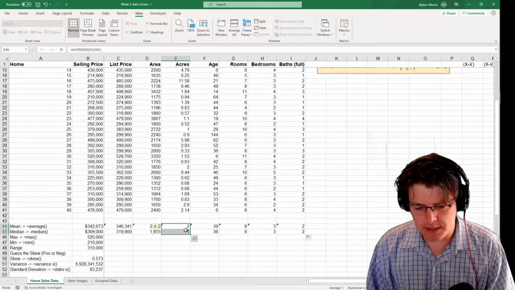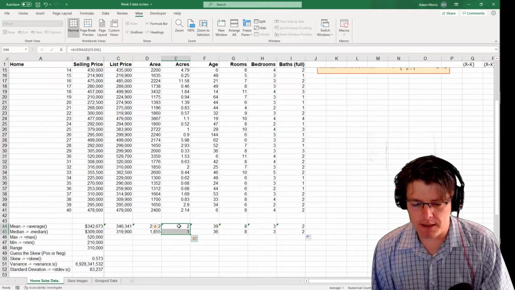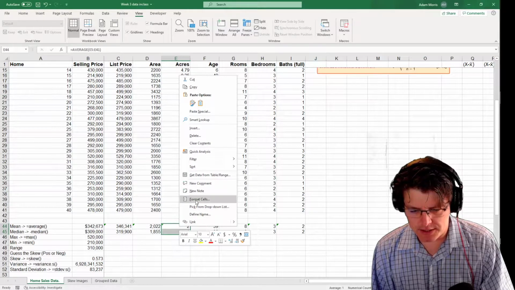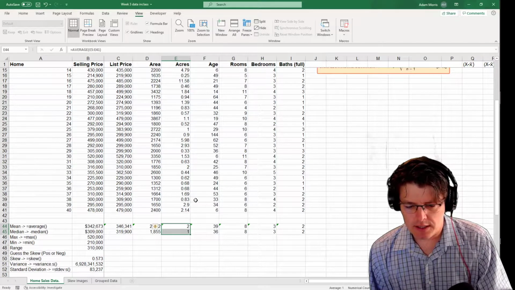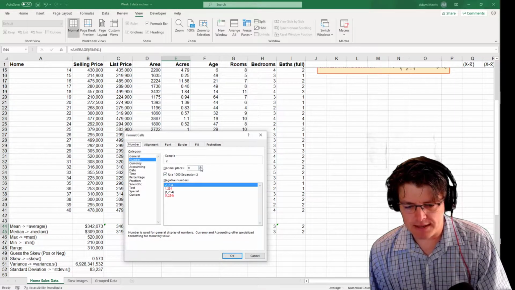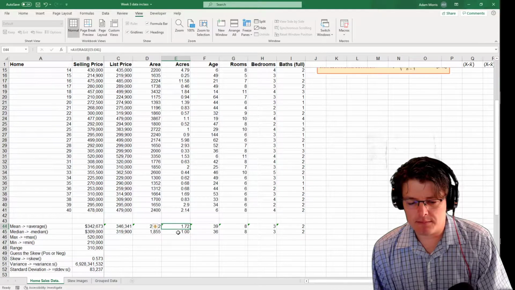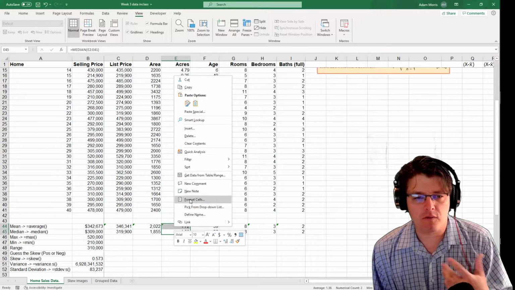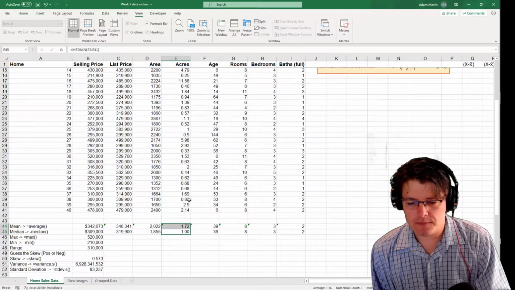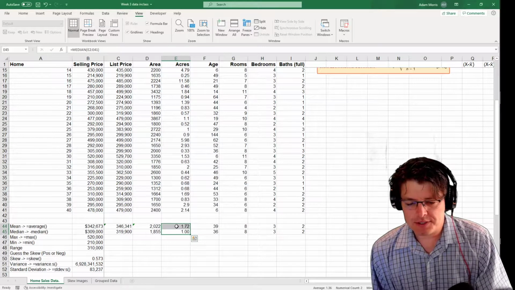Okay, it's always good to verify and make sure we update our cells. I think I need to format this because I don't want the acres rounded. So I'm going to format this cell and give it some decimal places, putting it back in line with my data. You can always select your data, right click and go to format cells, and you can select from a whole host of different options.